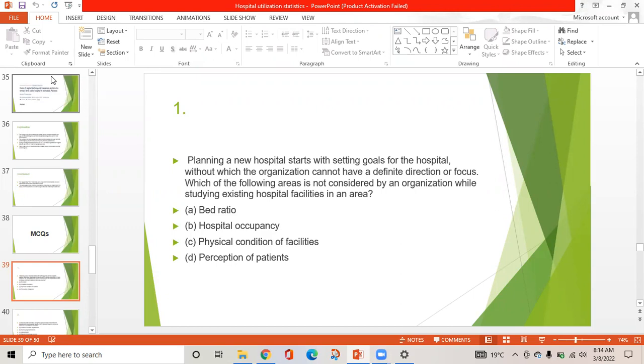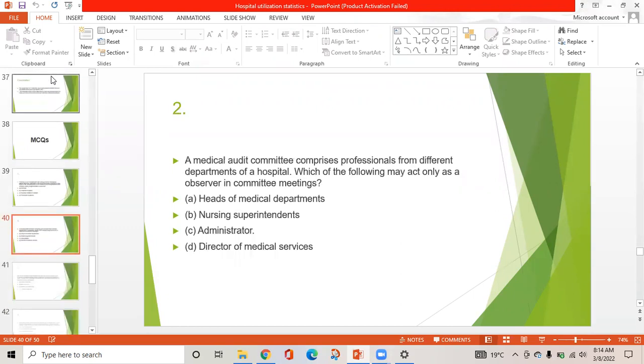Option D is the right one. Perception of the patient is the thing that is least considered because it is the factor that is not under the control of any organization or administration.